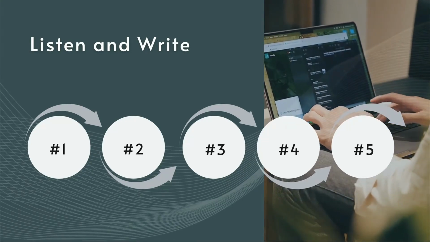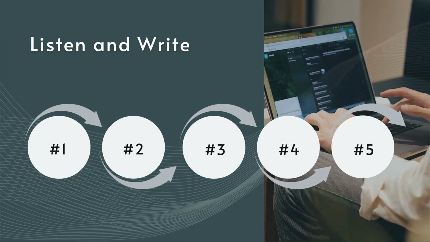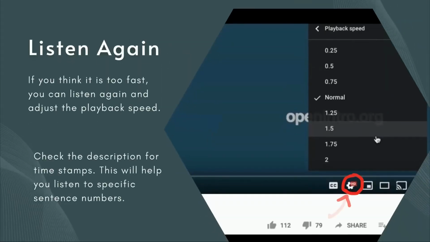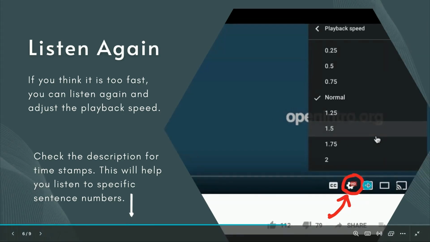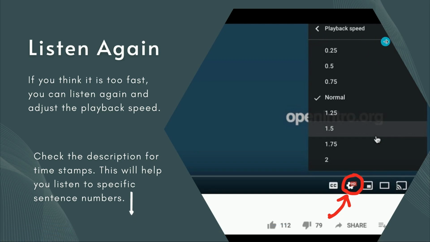Great job, everyone. Now let's get ready to check our answers. Before we do that, I recommend that you listen again, especially if the video was too fast or too difficult. If it was too fast, then you can listen again and adjust the playback speed. To do that, you look at your video, go to the bottom right corner, and click this icon. When you click the icon, you will see an option called playback speed. It's automatically set to a normal speed, but if you choose one of these numbers, you can make it slower.